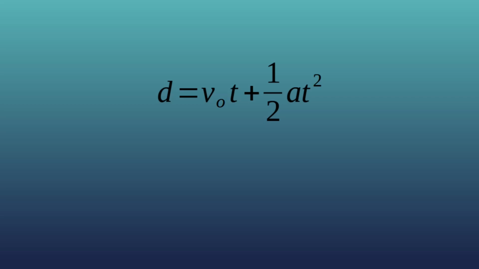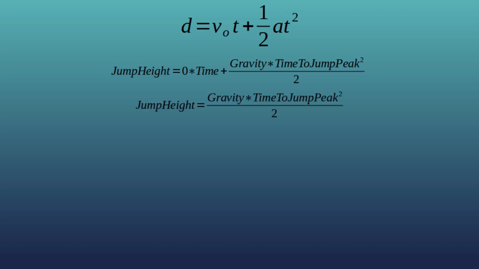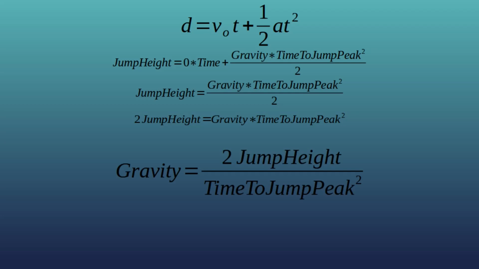We can substitute our variables to make jump height equals 0 times time plus gravity times time to jump peak squared divided by 2. And since our initial velocity is 0, we can simplify to jump height equals gravity times time to jump peak squared divided by 2. Now that we have that, we can multiply both sides by 2 to get 2 jump height equals gravity times time to jump peak squared. We can then divide by time to jump peak squared to isolate gravity. There you have it.